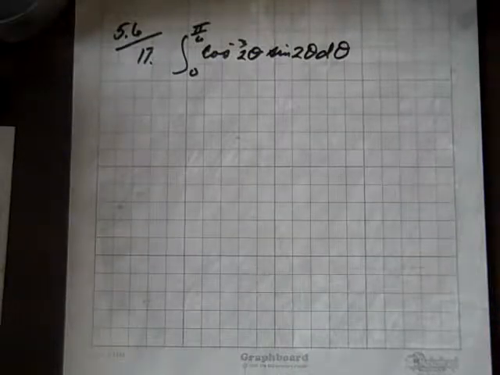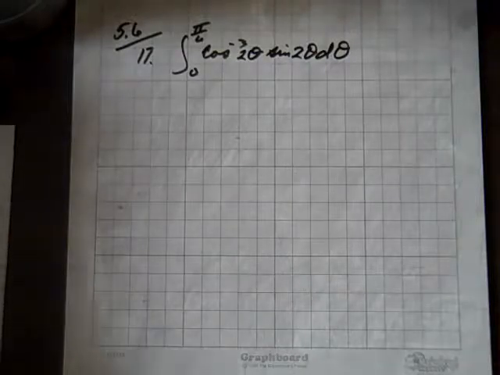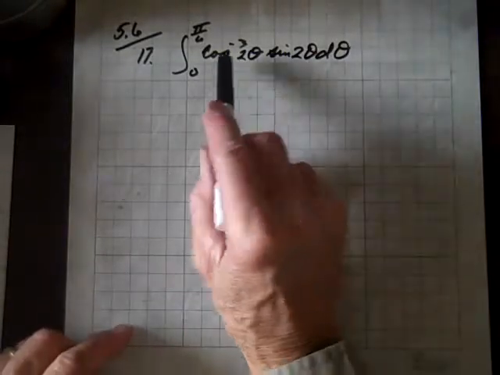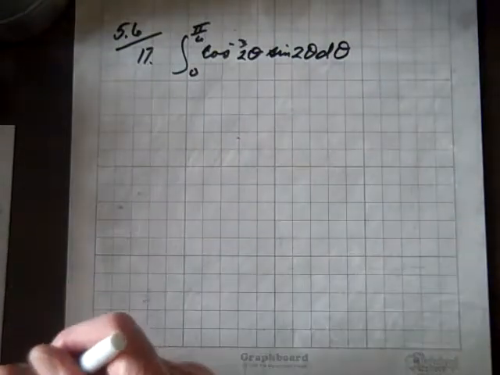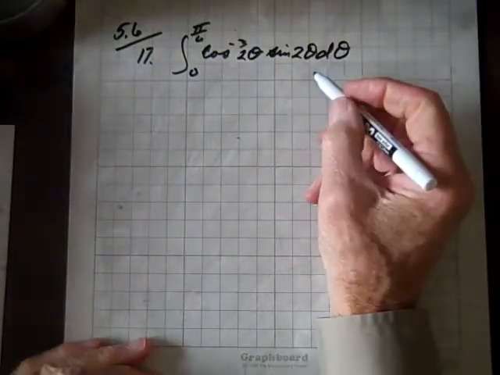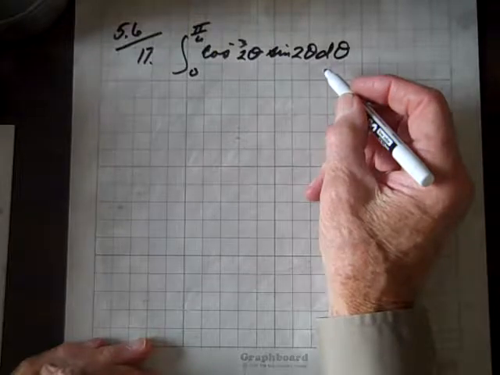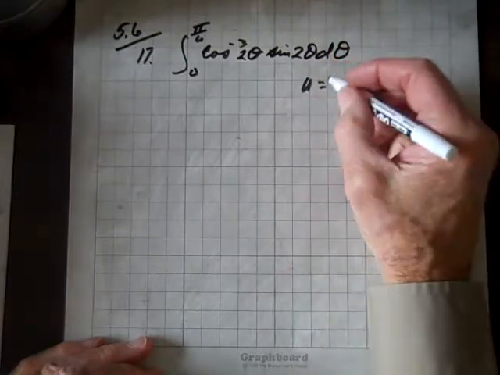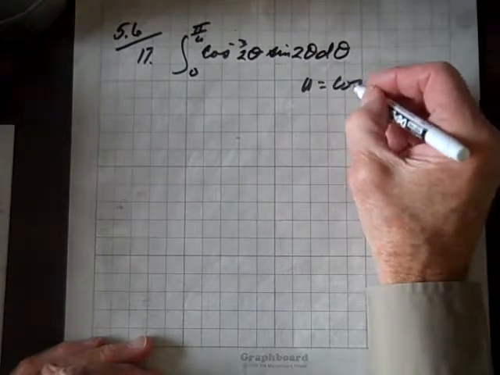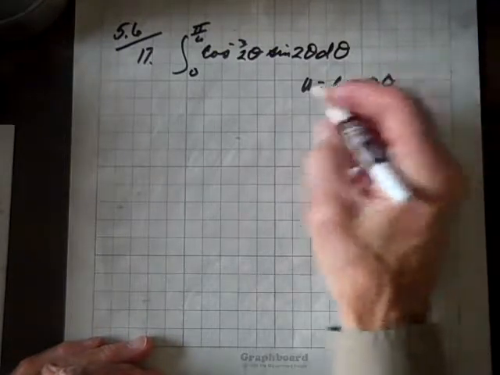Okay, now we're doing section 5.6, question 17. We have to evaluate that integral. And let's see, we'll use u-du substitution, and we'll let u equal the cosine of 2 theta.